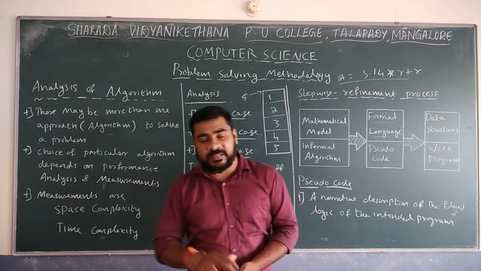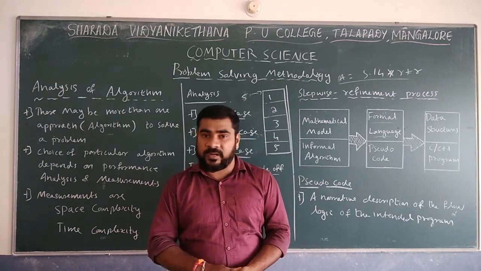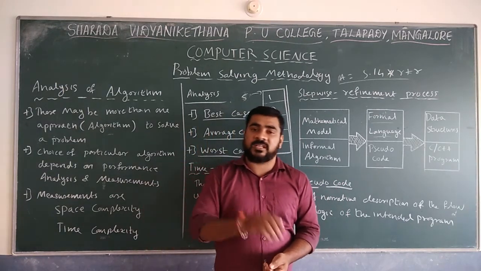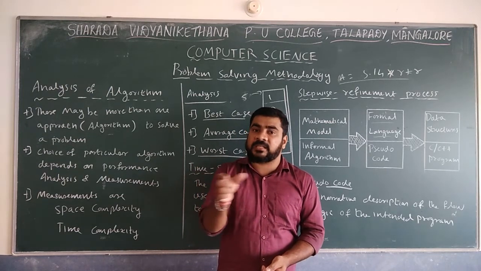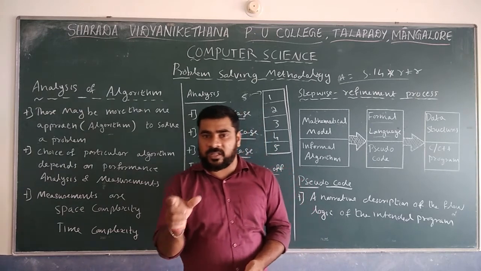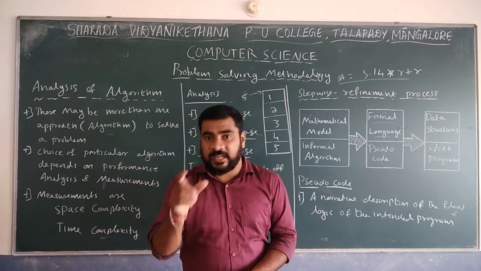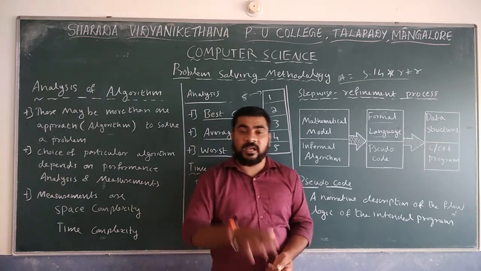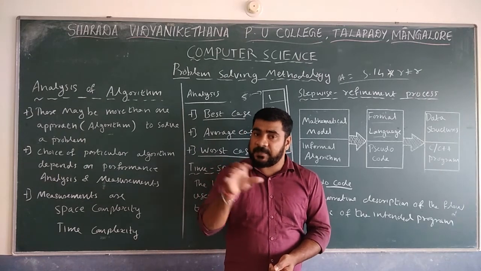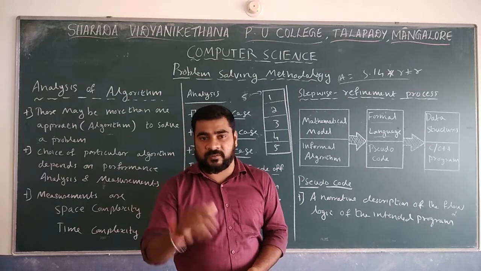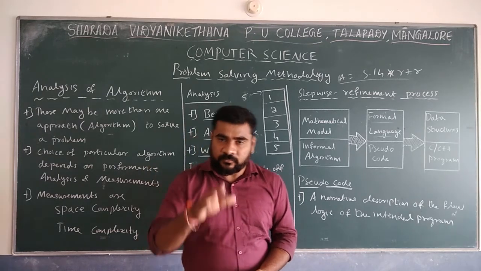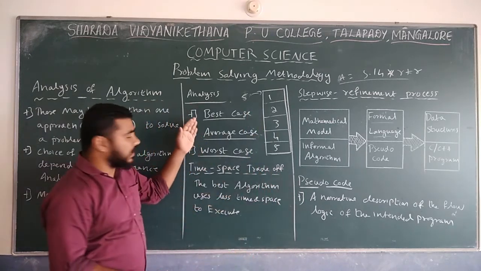If you take the measurements, there are mainly 2 available: one is time complexity, and one more is space complexity. Time complexity means the time an algorithm takes. If you want to execute an algorithm, some time is required; that time is known as time complexity. Whenever you want to execute an algorithm, space is required; that space is known as space complexity. These are the 2 main measurements, time and space, and after that, we can analyze the algorithm by them.